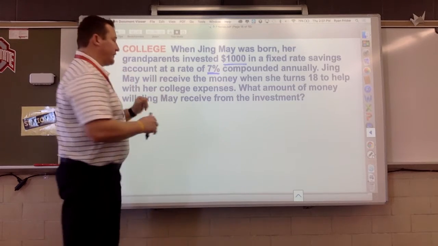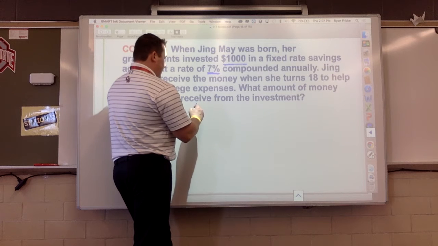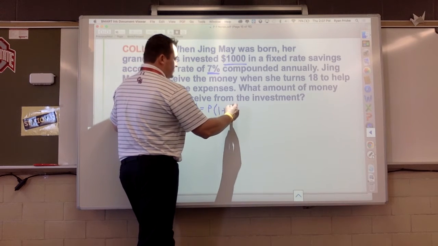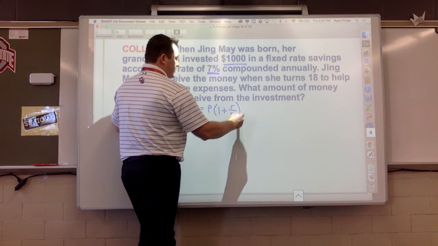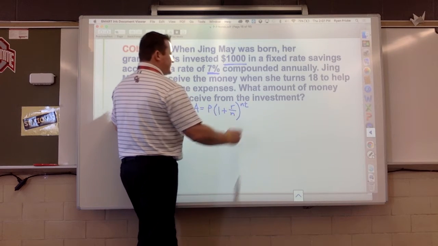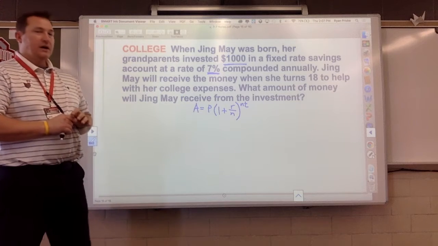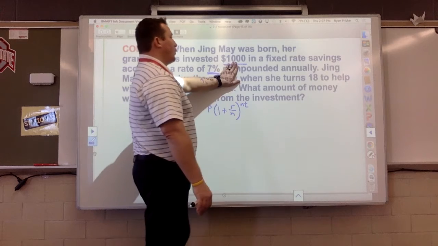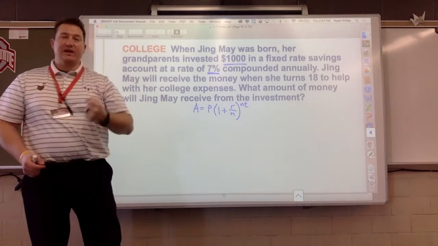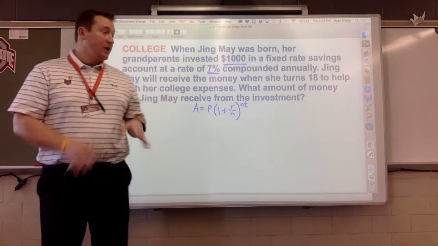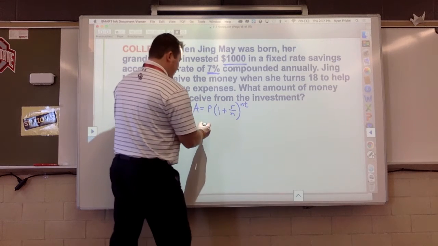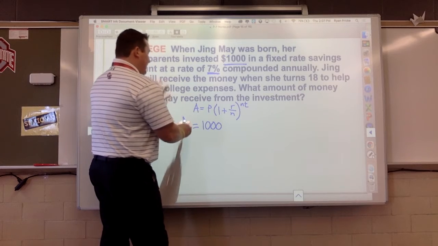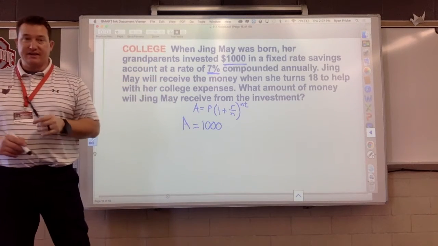Okay, let's write out that weird formula. So A equals P parenthesis 1 plus R over N to the N times T. Okay, let's try to think where all these numbers should go. 1,000, this is how much we initially had. This is our principal amount. This is the P, okay? So 1,000 going here. A is how much money she's going to have after 18 years.